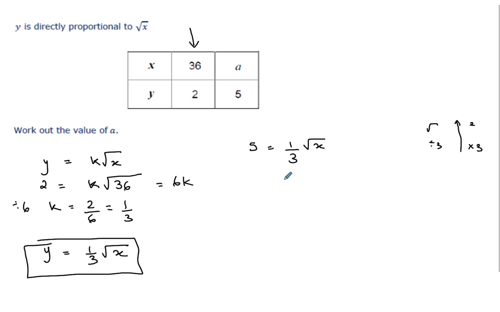Okay, so let's multiply by 3 both sides. You've got 15, so that disappears, and you've got the square root of x. And now I'm going to square it. So let's just write what we did. We've got 15 squared is 225 equals x. In this case x is a, so when they ask us to find the value of a, we go a equals 225.